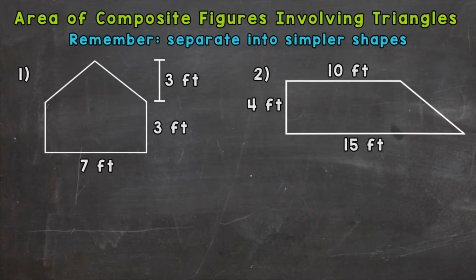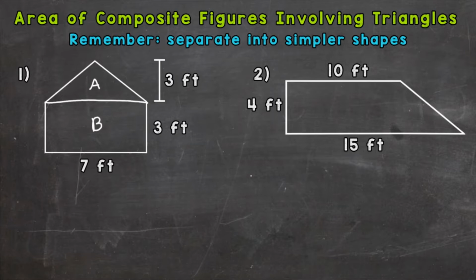Let's jump right into number one, where we have something that looks like the outline of a house. The first thing we need to do is separate into simpler shapes. I'm going to cut this shape right here, and label the top triangle A and the bottom rectangle B. We know how to find the area of a triangle and a rectangle, so we find the area of A and B and add those together to get the total area of that composite figure. I labeled them A and B to keep everything organized.